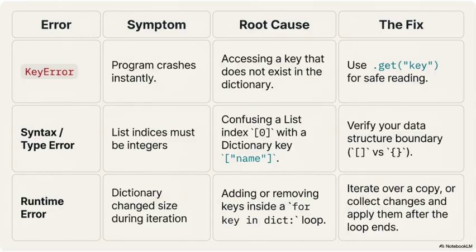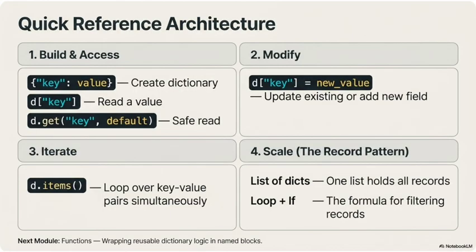Runtime error: dictionary changed size during iteration. You tried to add or remove keys inside a for key in loop. The fix is to iterate over a copy and apply changes after the loop ends. Recognize the symptom and apply the structural fix immediately.